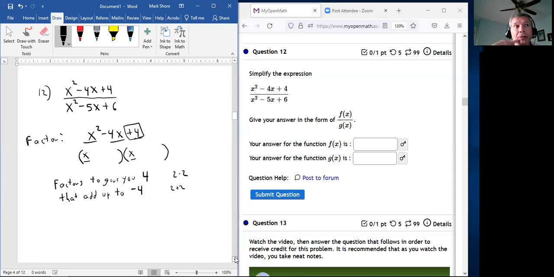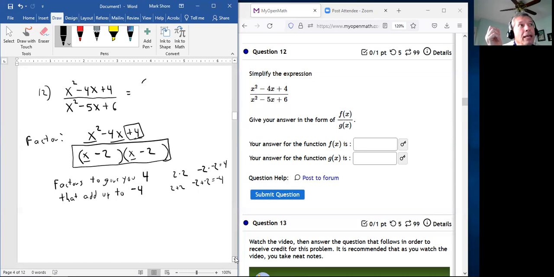I'll give you a hint with this one. You've got to think negative numbers too. For example, negative 2 times negative 2 is 4. Right. Because 2 negatives. And what is negative 2 plus negative 2? Negative 4. So your answers are negative 2 and negative 2. And that's the way you factor these things down. So that's what the top one is going to be: x minus 2, x minus 2.